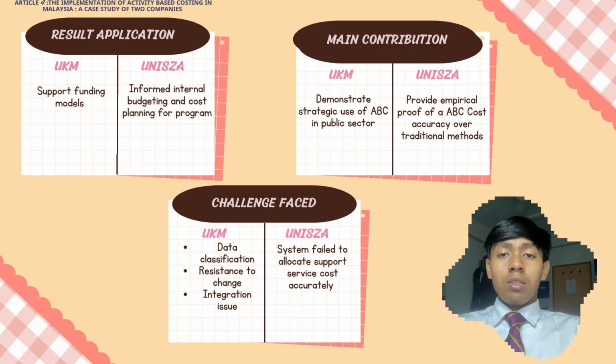Finally, we will look at the challenges faced. UKM encountered several challenges. These include difficulties in classifying data correctly, resistance to change from some departments, and technical limitations in their existing system. Coordinating between many departments also added complexity. For UNIZA, their main challenge was that the traditional costing system didn't capture support service costs accurately. This made it hard to see the true cost of running the program. The university also faced limitations in data availability and had to rely heavily on the ABC software for proper modeling.